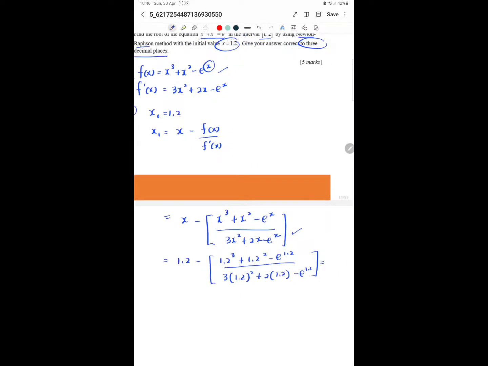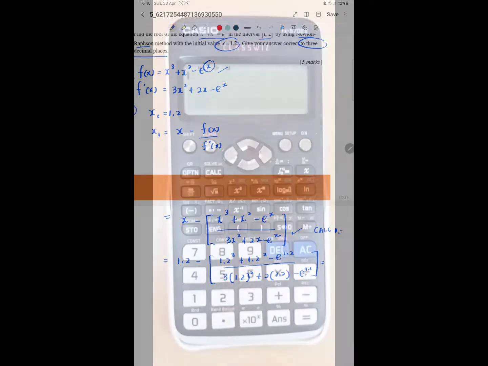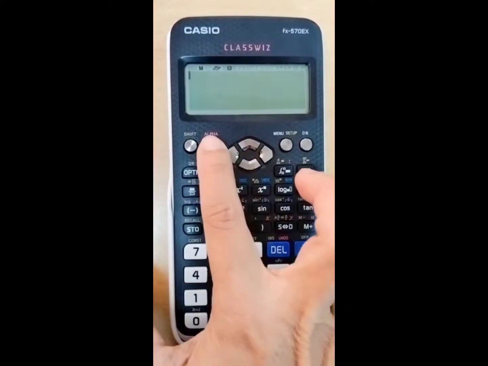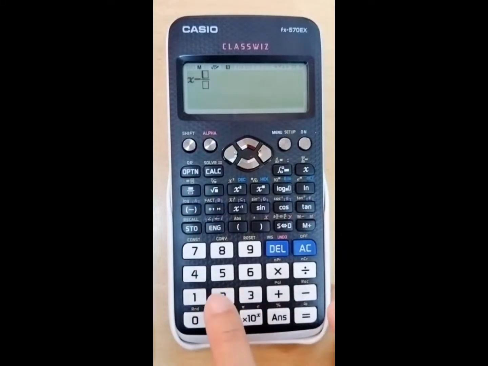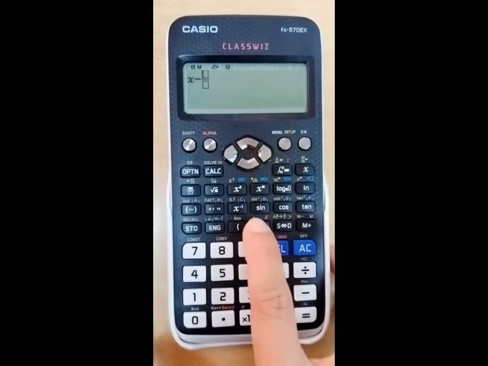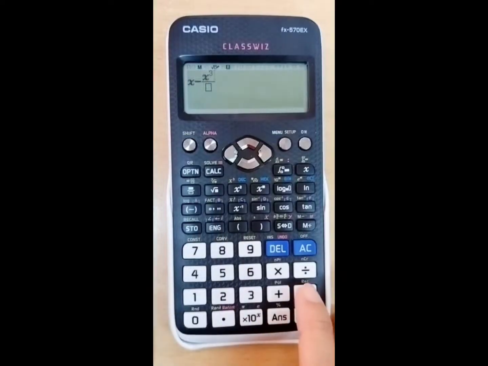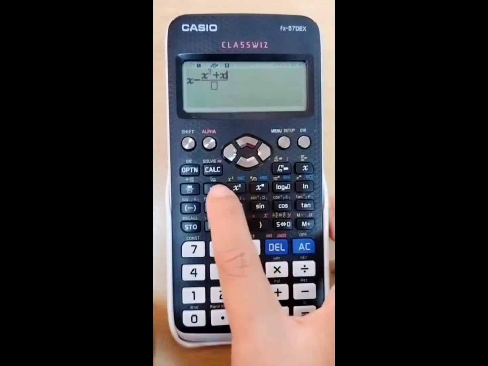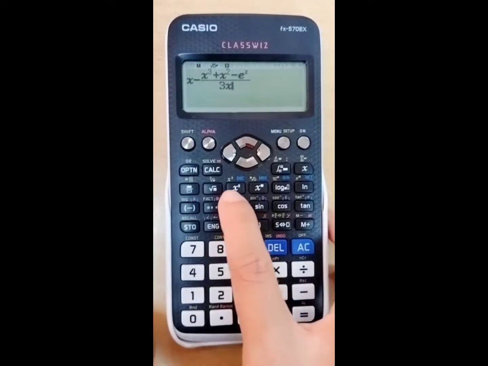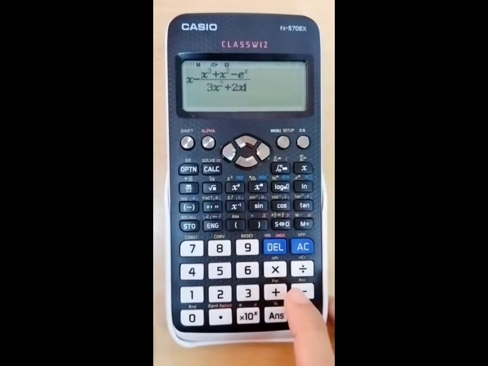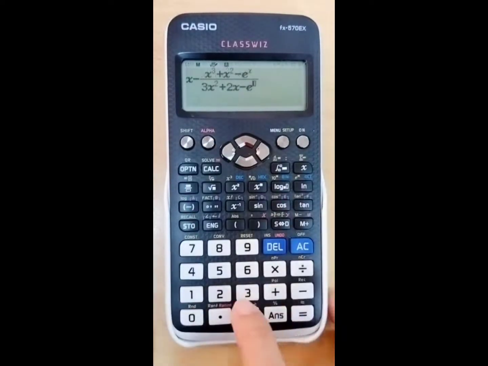Okay, masa kita tekan calculator, make sure tekan calculate 1.2. Newton Raphson using calculator. So here alpha X minus, okay, the formula is fx on numerator. So we key in the function fx, alpha x cube, minus plus alpha x square minus exponent power of x. Okay, one by one. And then the denominator will be f prime x. After we differentiate, we get 3 alpha x square plus 2x alpha x minus exponent x.